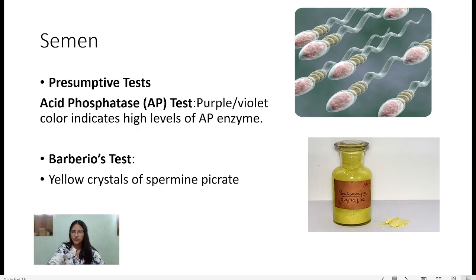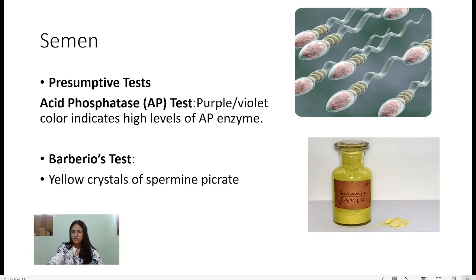But a drawback of this test is that acid phosphatase is actually not at all specific to semen, right? Like in the previous video, I have told you that acid phosphatase can be present in many other body fluids, including vaginal fluid or even sweat and everything. So yes, in urine also acid phosphatase can be present. So these kind of fluids can give false positive for this test.